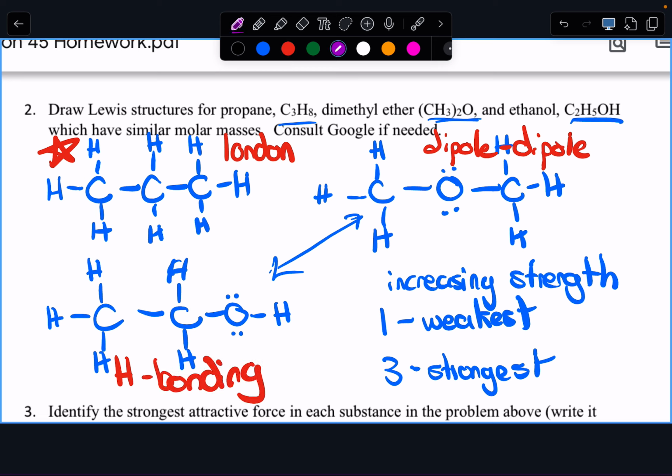And so we know pretty much off the bat that this is going to be our weakest one, and then this, and then that.